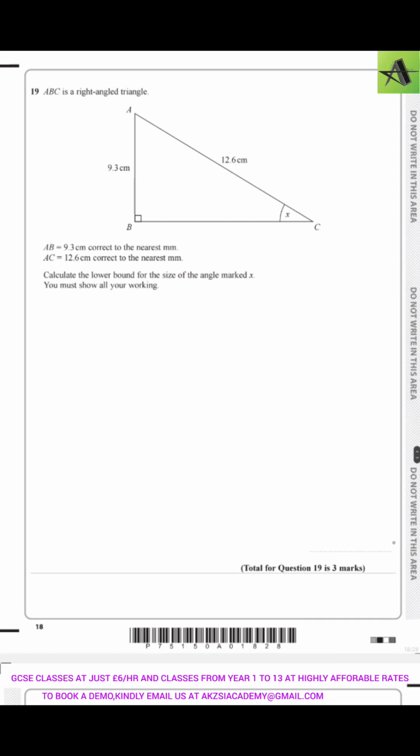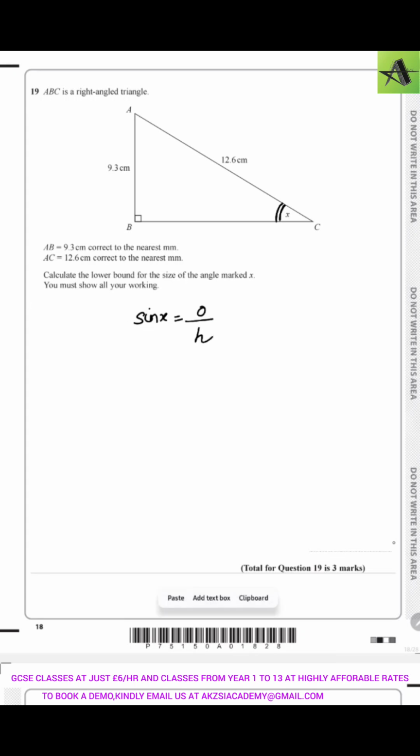Question 9 says ABC is a right angle triangle. AB is 9.3, correct to nearest millimeter. AC is 12.6, correct to nearest mm. Calculate lower bound for the size of the angle marked. First of all, what is this angle? How can you calculate this angle? Obviously, I have to apply trigonometry to calculate angle. This is hypotenuse and this is opposite, which means we have to apply sine of x. So sine of x is equal to opposite over hypotenuse.